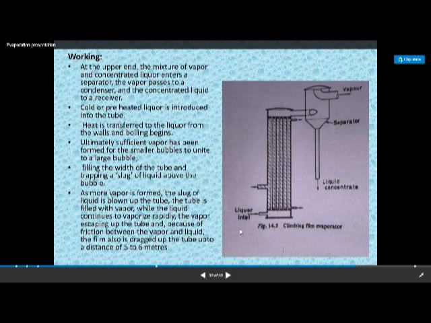Now we will discuss the working. In the working, the cold or preheated liquid is introduced through this inlet. Now you must have a question in mind that if we are introducing the feed from the bottom side, how will it rise in the upward direction, opposite to gravitation? This might be the question in your mind.